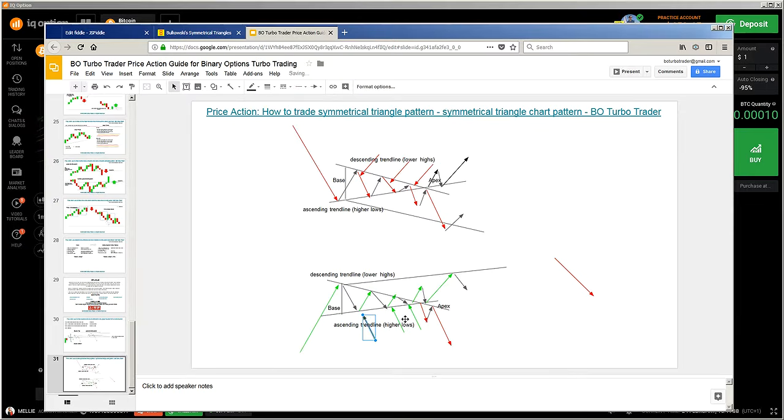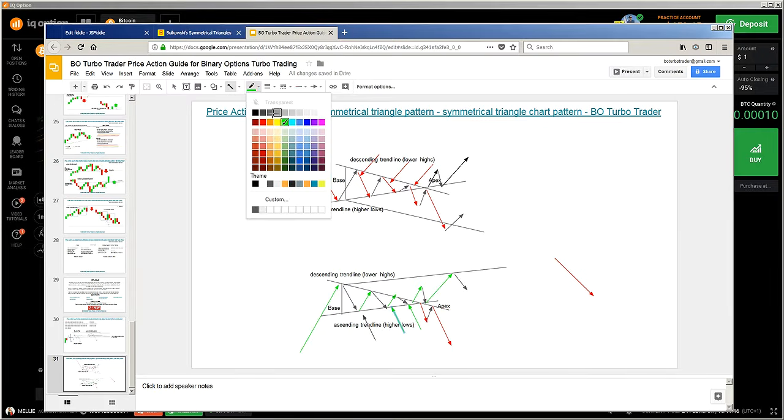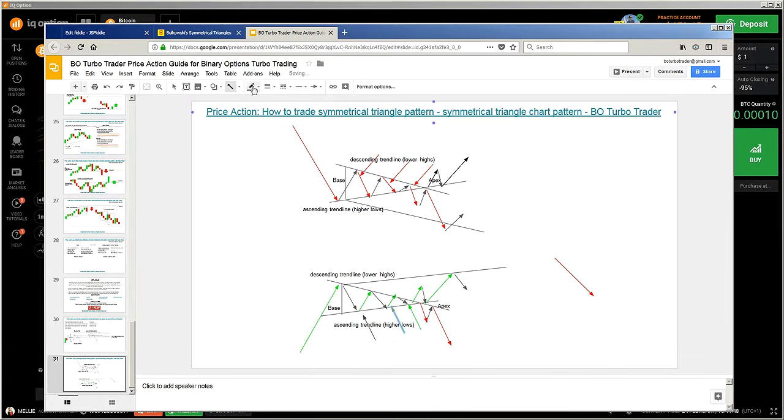So let me draw this one in this color here, in gray, and let me write there. Okay, so I think this was enough.